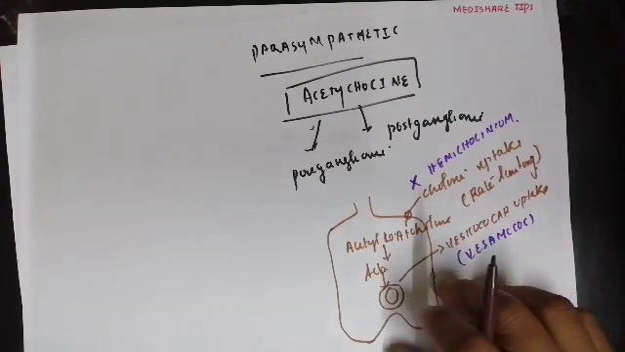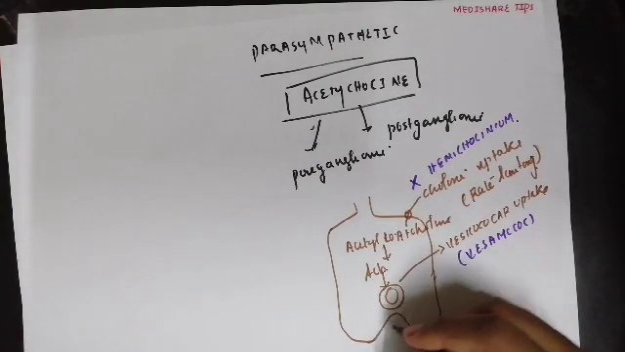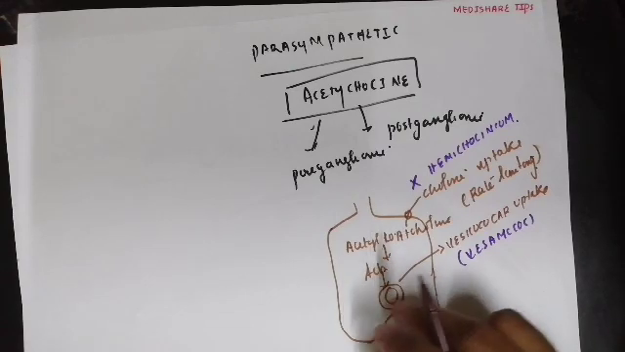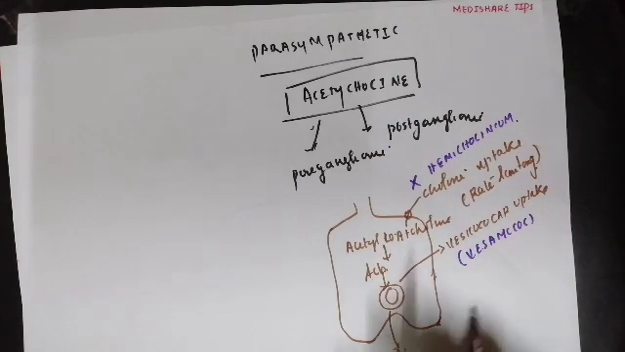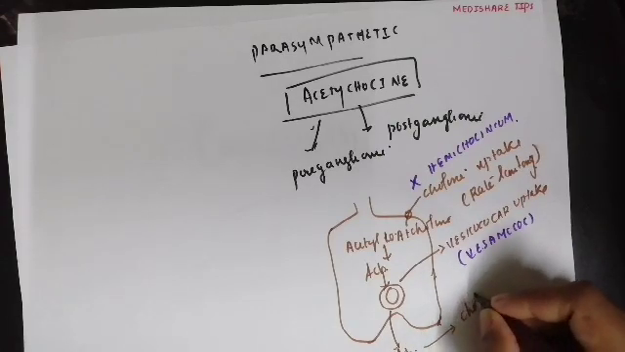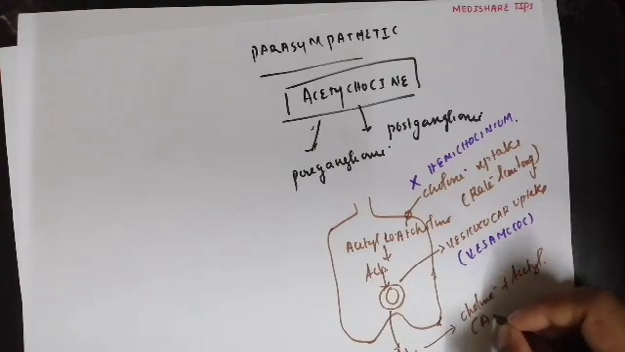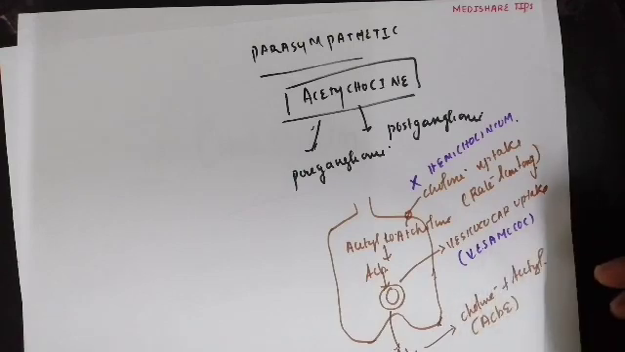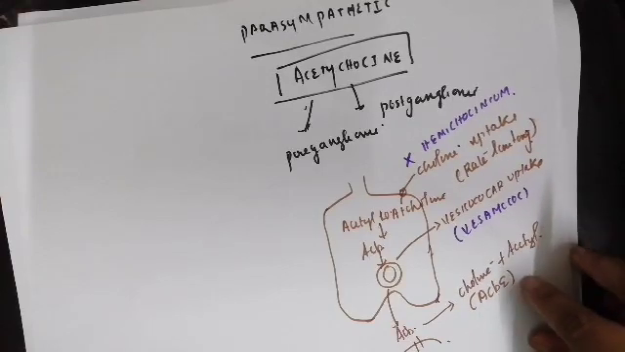When an impulse reaches the neuron, it starts releasing acetylcholine by the process of exocytosis into the synaptic cleft. The released acetylcholine will act on the preganglionic as well as the postganglionic receptors and produce a response. Now you should know that acetylcholine is broken down, or metabolized, into choline plus acetate by an enzyme known as acetylcholinesterase.